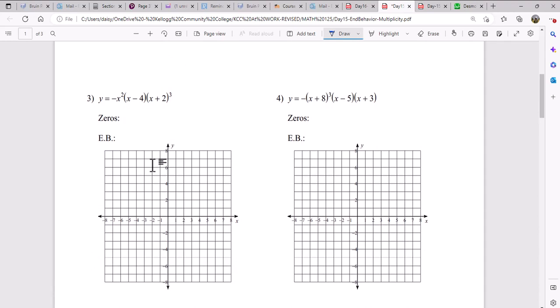So we can look at the zeros. Now I've got an x squared. Well, that means that if there's nothing in the binomial added or subtracted, there's a 0 at 0. This means there's a 0 at 4, and this last one means there's a 0 at -2.